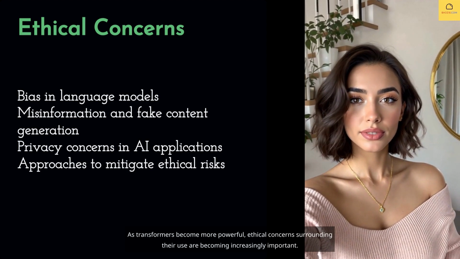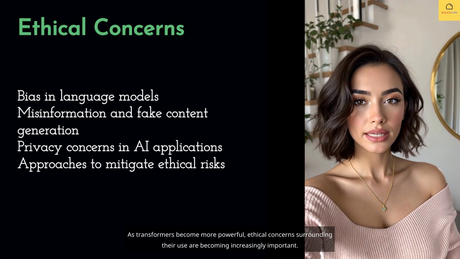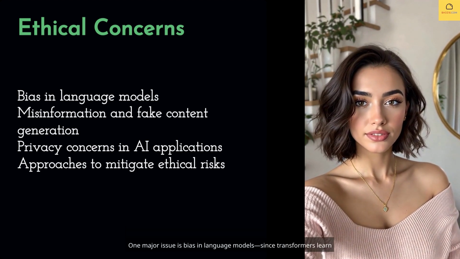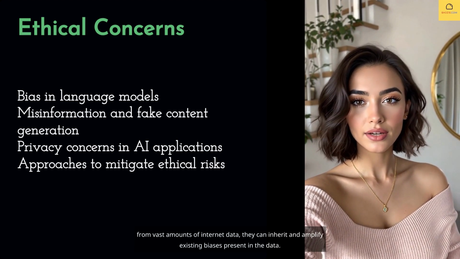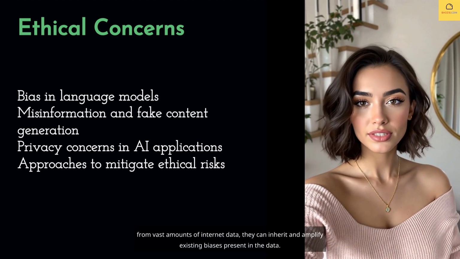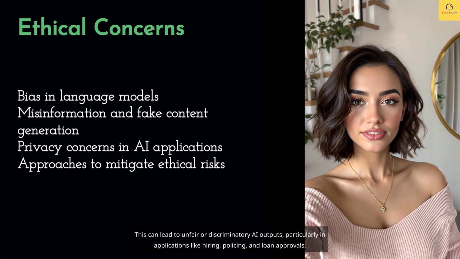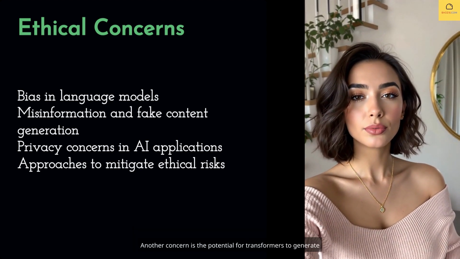As transformers become more powerful, ethical concerns surrounding their use are becoming increasingly important. One major issue is bias in language models. Since transformers learn from vast amounts of internet data, they can inherit and amplify existing biases present in the data. This can lead to unfair or discriminatory AI outputs, particularly in applications like hiring, policing, and loan approvals.